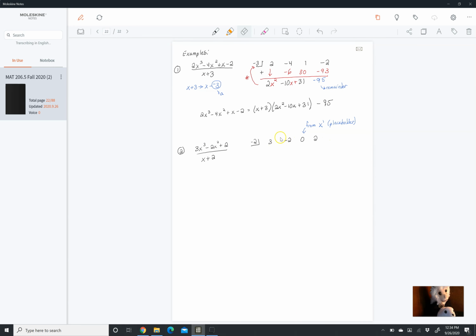So we put in our coefficients of the dividend in standard form. First thing that we do is we carry down the 3. I can just leave it as the same color here.